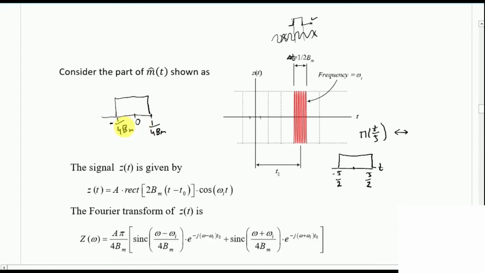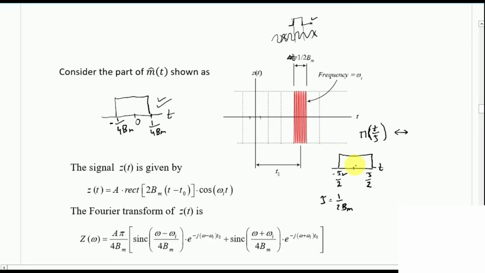Now from here we can say that to achieve this, our value of tau is 1 over 2 bm, where bm is the bandwidth of the message signal. So if you put tau equal to 1 over 2 bm, we would achieve this rect function.